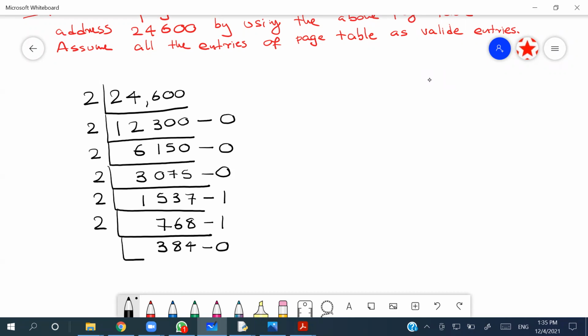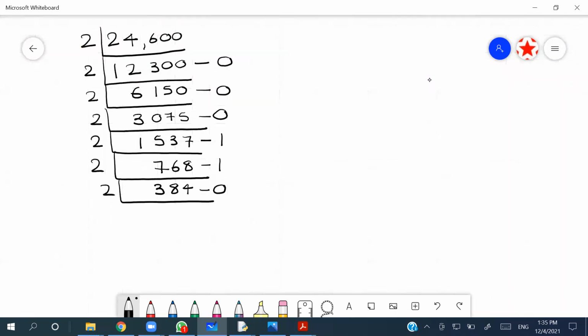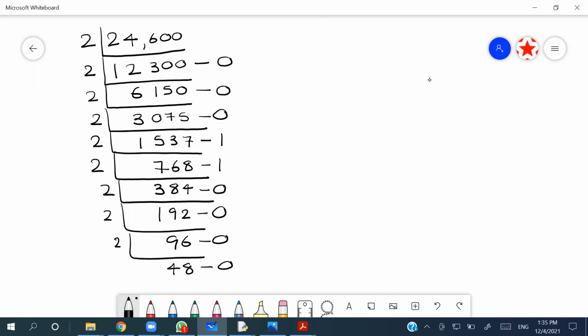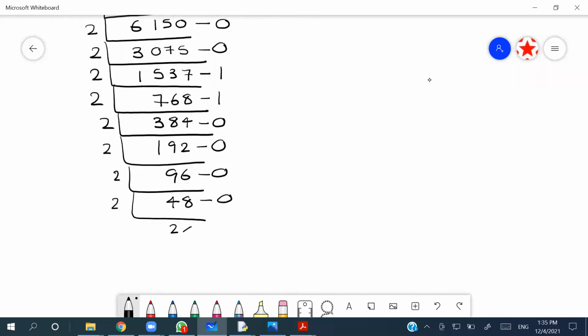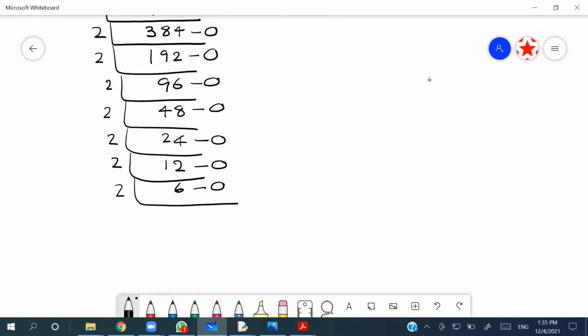384. 0 is remaining. Again by 2. 192. 0 is remaining. Again by 2. 96. 0 is remaining. Again by 2. 48. 0 is remaining. Again by 2. 24. 0 is remaining. 12 and 0 is remaining. 6 and 0 is remaining. 3 and 0 is remaining. 1 and 1 is remaining. Dua, did you come up to this point?